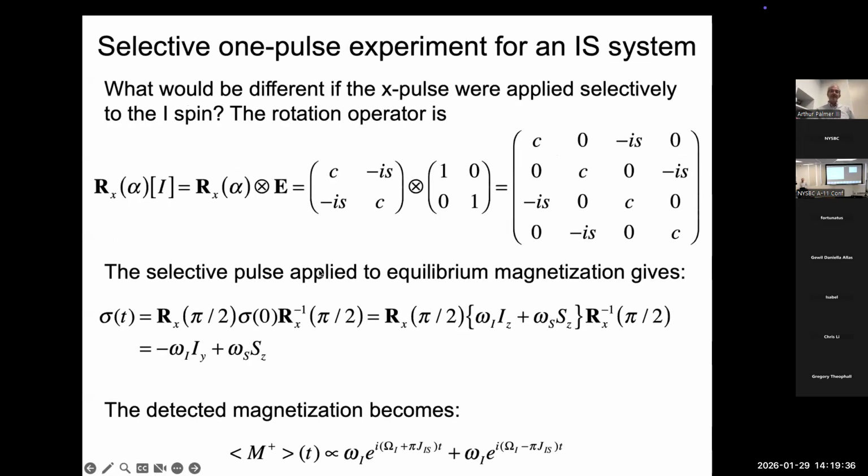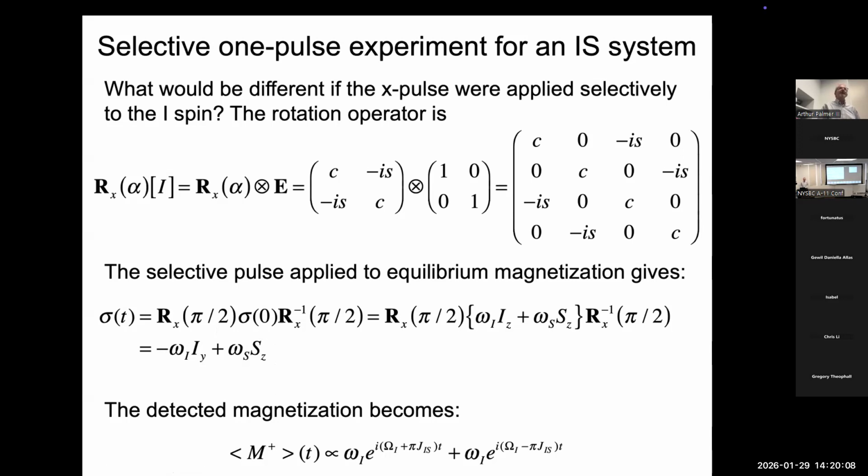If we have a selective pulse, then for example, on the I spins, as I said, the second operator would just be the identity. Nothing is going to happen to the S spins when we do the rotation. We multiply everything out and we get what we expect. We've rotated the I spin Z magnetization to minus IY, and nothing has happened to the SZ magnetization. So then we never detect the SZ magnetization, we only see the I spin.